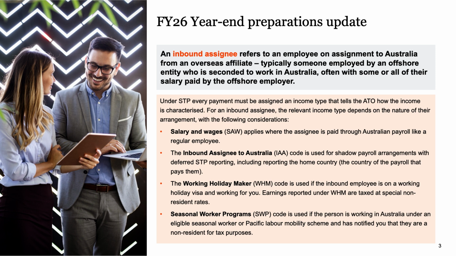The Working Holiday Maker, or WHM code, is used if the inbound employee is on a working holiday visa. Earnings reported under this code are taxed at special non-resident rates, and you as the employer must also register as a Working Holiday Maker employer. Finally, the Seasonal Worker Program, or SWP code, is used if the person is working in Australia under an eligible seasonal worker or Pacific Labour Mobility Scheme and has notified you they are a non-resident for tax purposes.